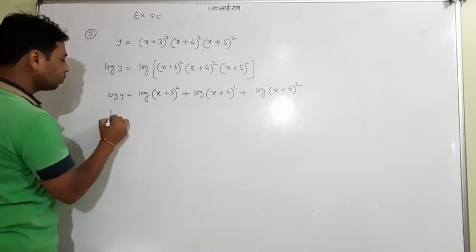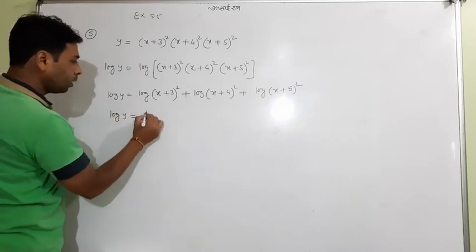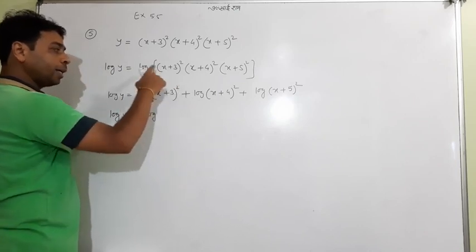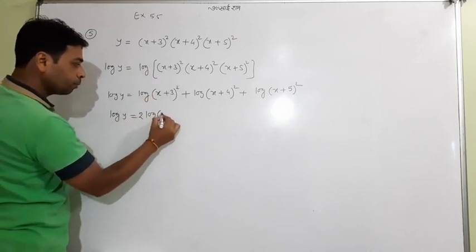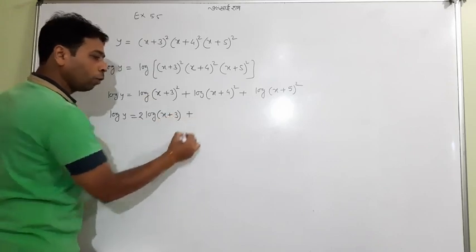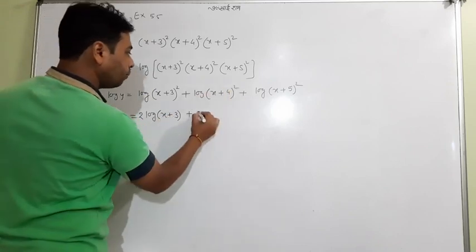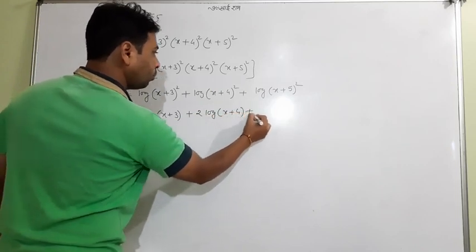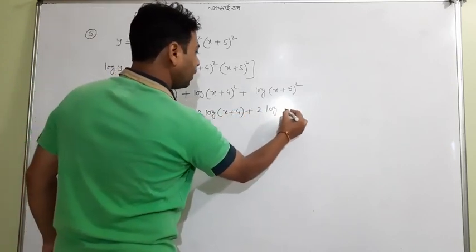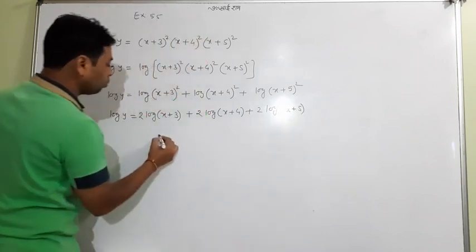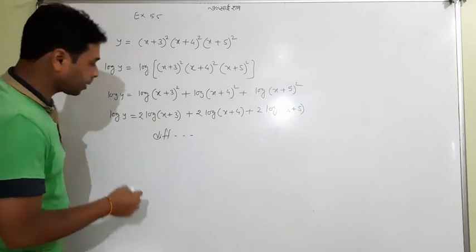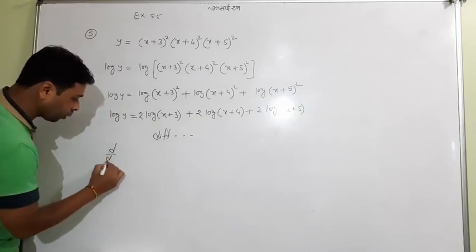Now what to do? Log m to the power n, that n will come in front. It's the simple concept of log. This time 2 will come in front. After doing this, you are free to differentiate the terms. Differentiate with respect to x. This is going to be d by dx of log y.